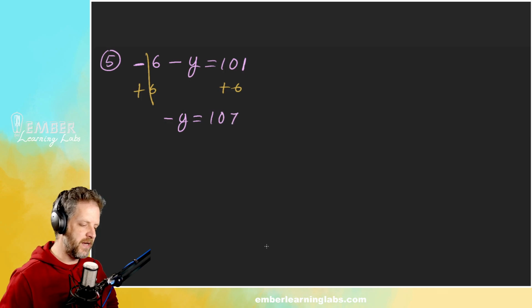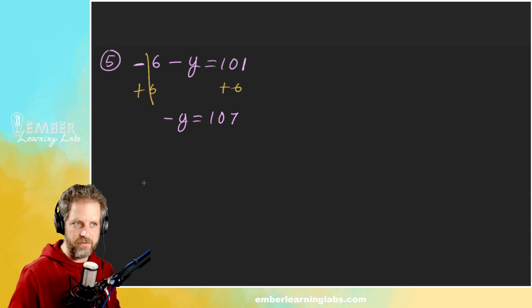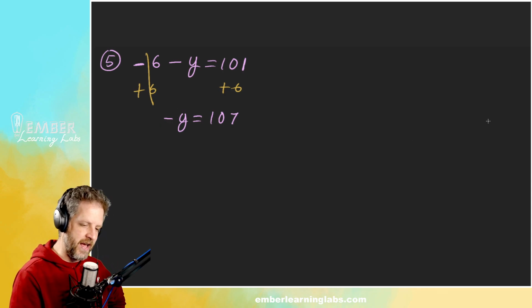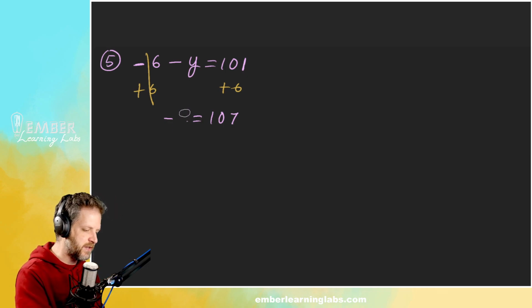No big deal. Now, we've got this piece here. The y isn't quite by itself. It's got this negative hanging out. If there's not a number here, there's an invisible number there. What is that invisible number right there?